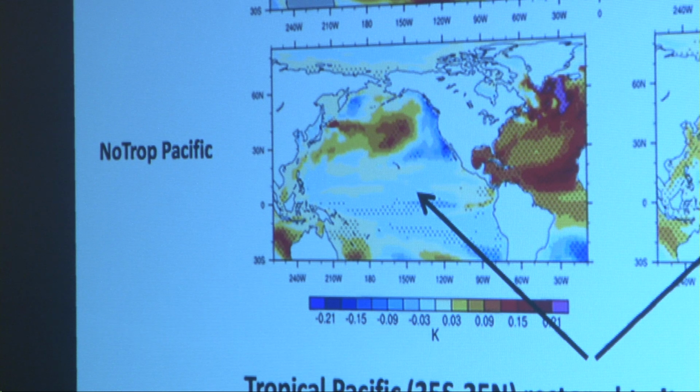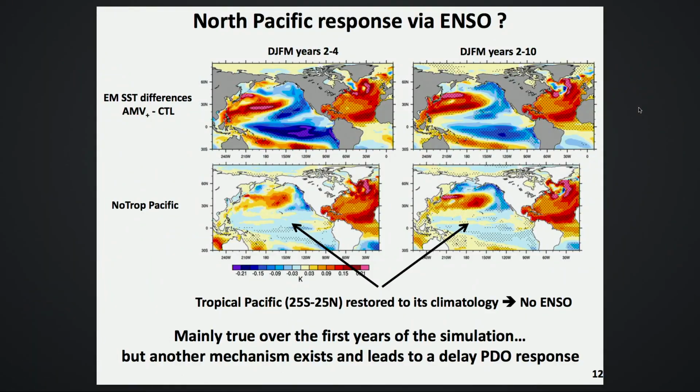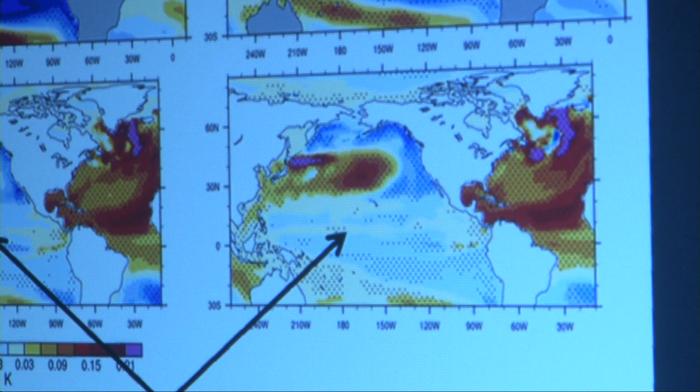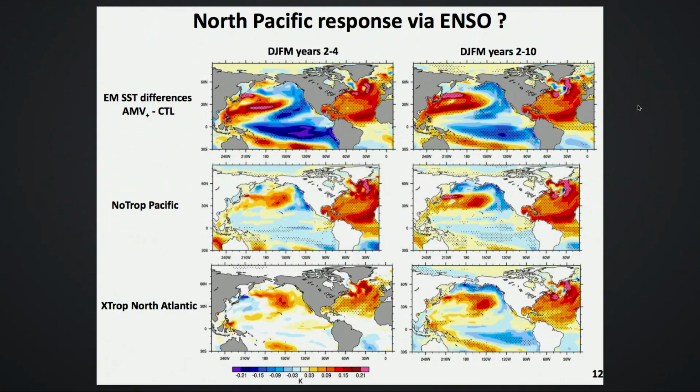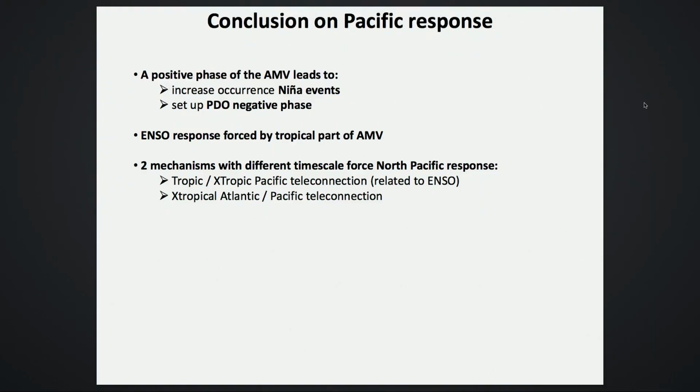But if we look at longer time scales, if I average over the 10 years of my simulation, there is this PDO-like response here. And finally, we can see that even in this experiment, we still have this PDO response. And if I look at the extratropical North Atlantic experiment as well, we can see that this PDO response at years 2 to 10 is present as well. So this suggests that there is another teleconnection between the Atlantic and the Pacific that is caused by the extratropical part. So here's the conclusion of my talk.